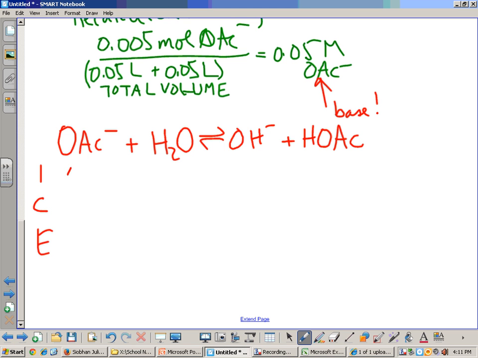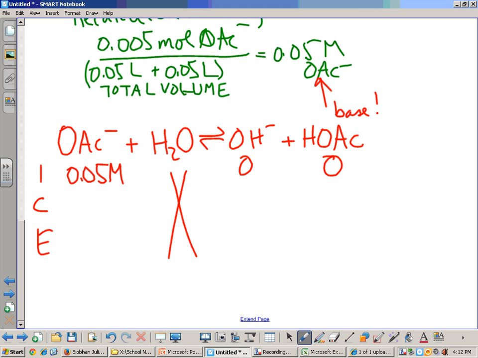Filling in molarity. Okay, so what's the molarity of the acetate ion? I already calculated that. That's 0.05 molar. Cross off the water because it doesn't enter into the equilibrium expression. Initial concentrations, 0 and 0. This has become like a Kb problem from the homework.